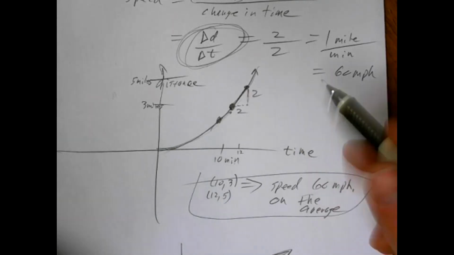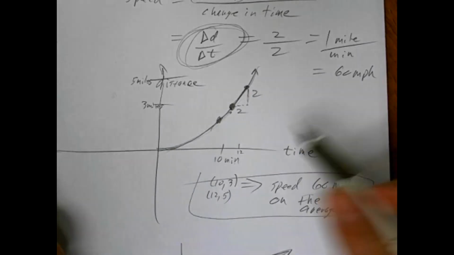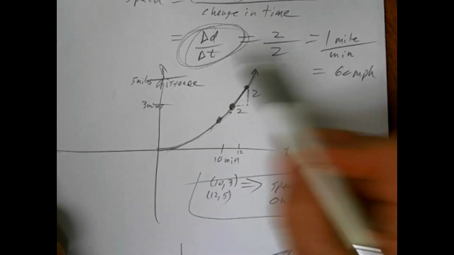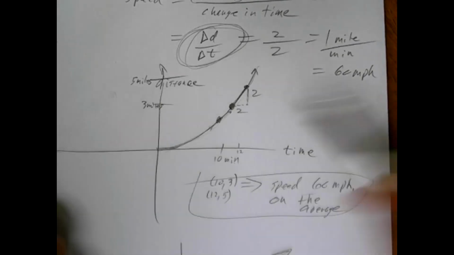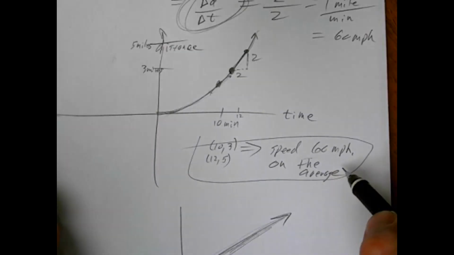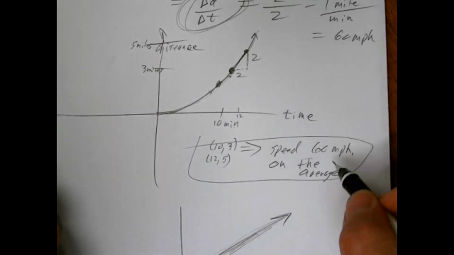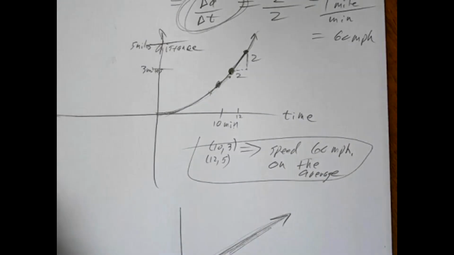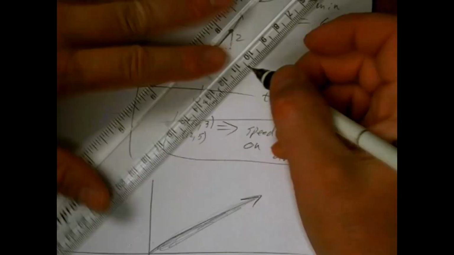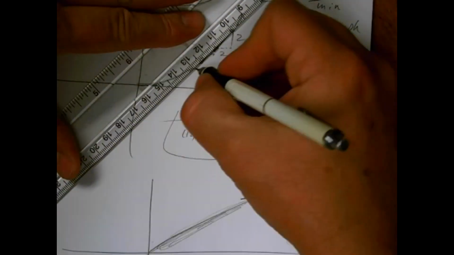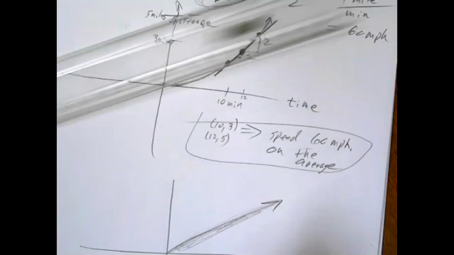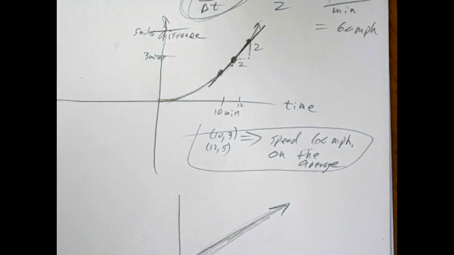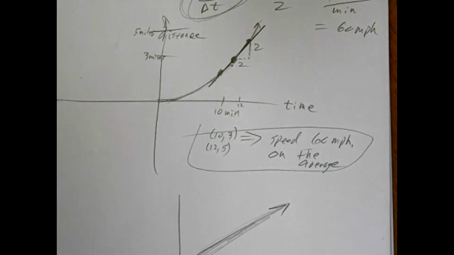All right. So the secant, again, using two ordered pairs, has given us an average speed. What we want to work towards is finding instantaneous speeds. So what we want to work towards is secant lines becoming tangent lines, because the tangent line is the instantaneous, whereas the secant line is nothing more than an average.